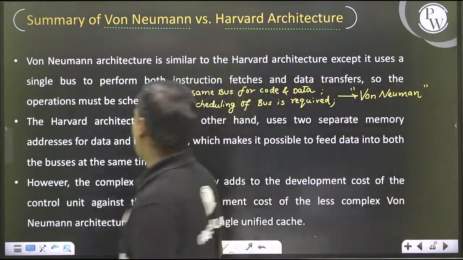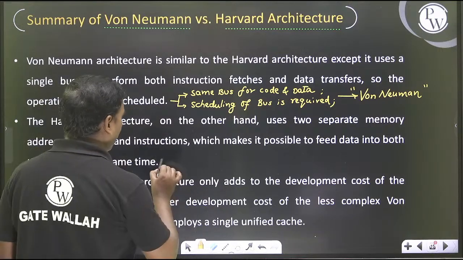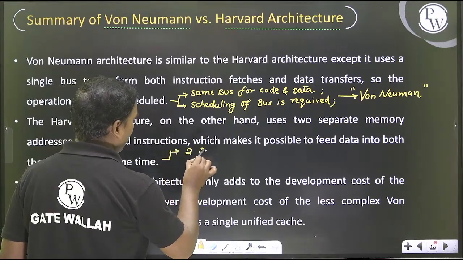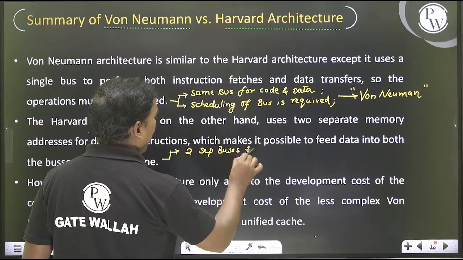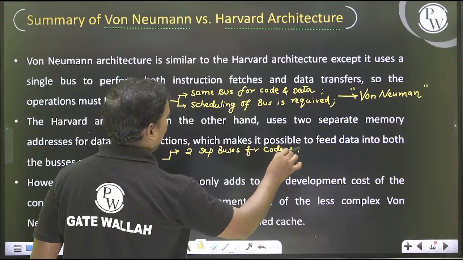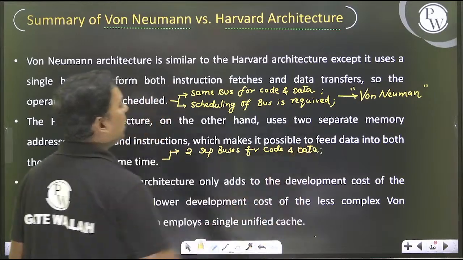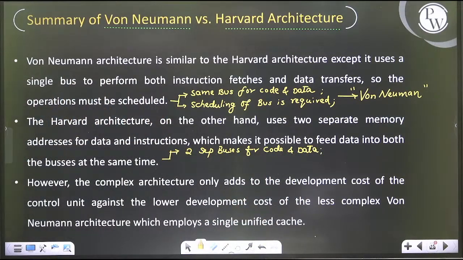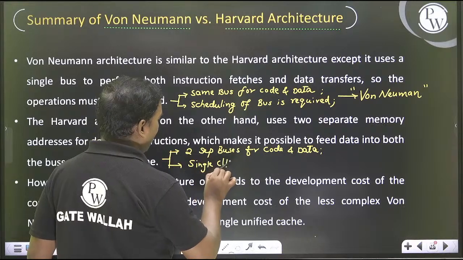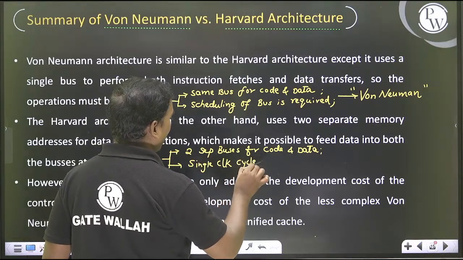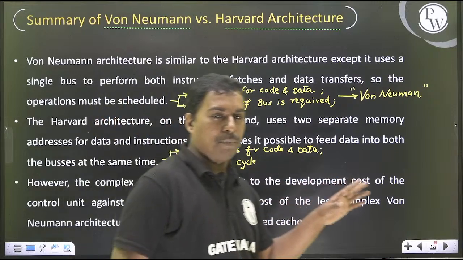Yes, write quickly. The Harvard architecture, on the other hand, uses two separate buses, one for code and data. That is one important point. For code and data, two separate buses. I keep writing it repeatedly so that it goes into your mind. The Harvard architecture, on the other hand, uses two separate memory addresses for data and instruction, which makes it possible to feed data into both the buses at the same time. In a single clock cycle both tasks will be finished. Right now I am teaching this part, my breakfast is also going on. So both things are happening at the same time.